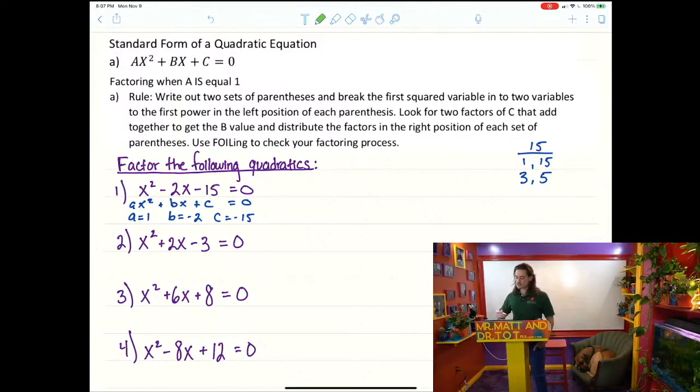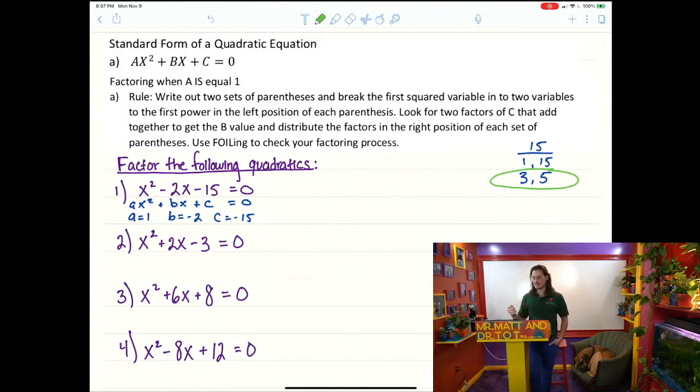And so I'm looking for two numbers that would add together, being either positive or negative, to get negative 2 and multiply together to get negative 15. Notice that 3 and 5 would work. The larger value will take the sign of the B value, because you need the value with the larger magnitude to take over the sign of the smaller value if you're taking the difference.